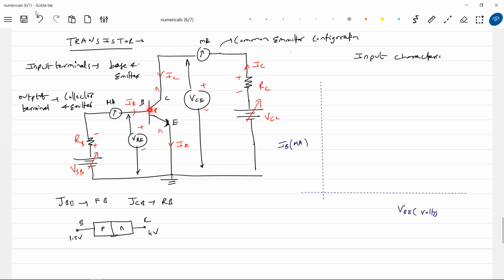Getting the idea? Carefully, logical thinking, no concept, nothing. If N is more positive than P, it is said to be reverse biased. That's what happens here. So practically, what is the requirement? VCC must be greater than.